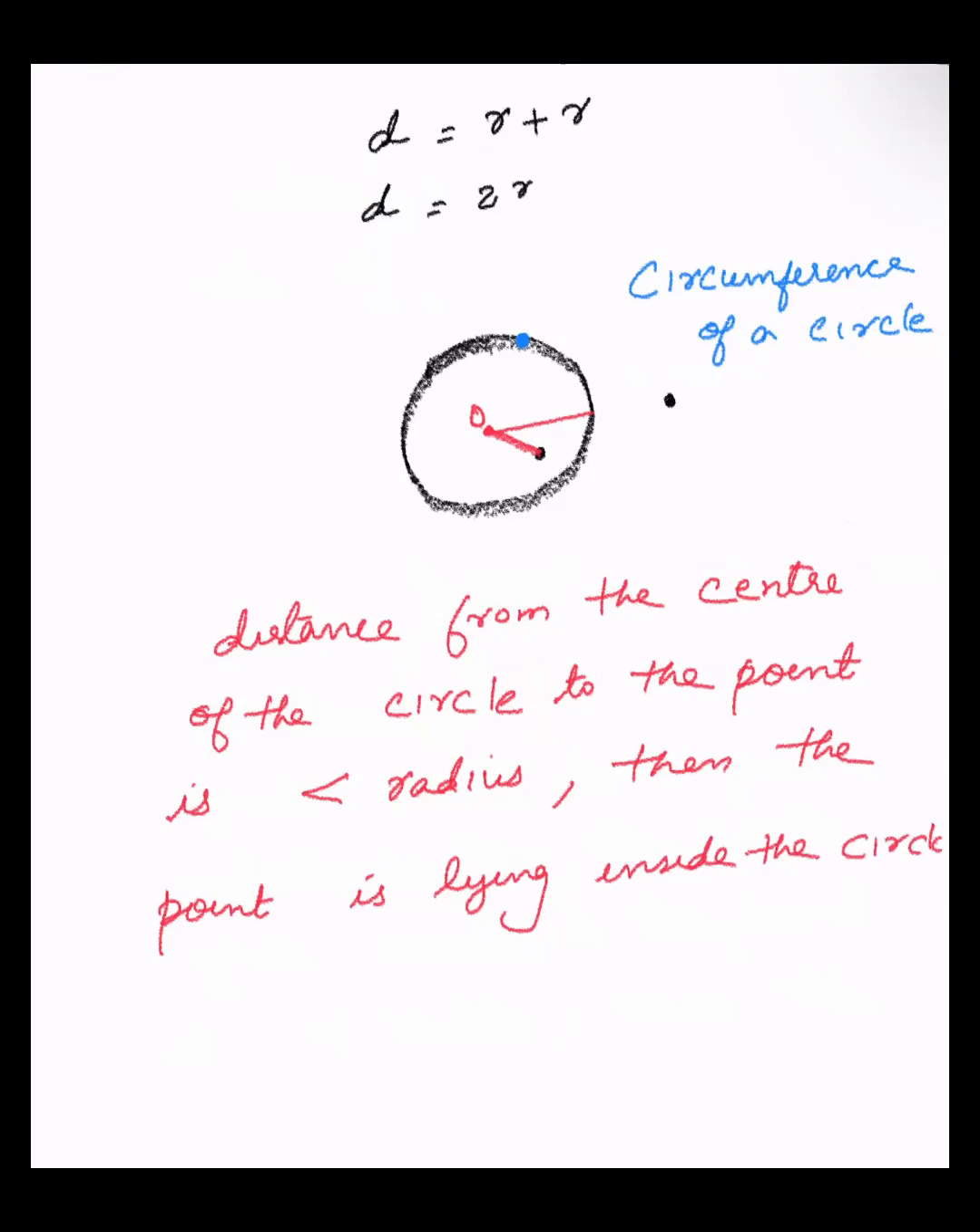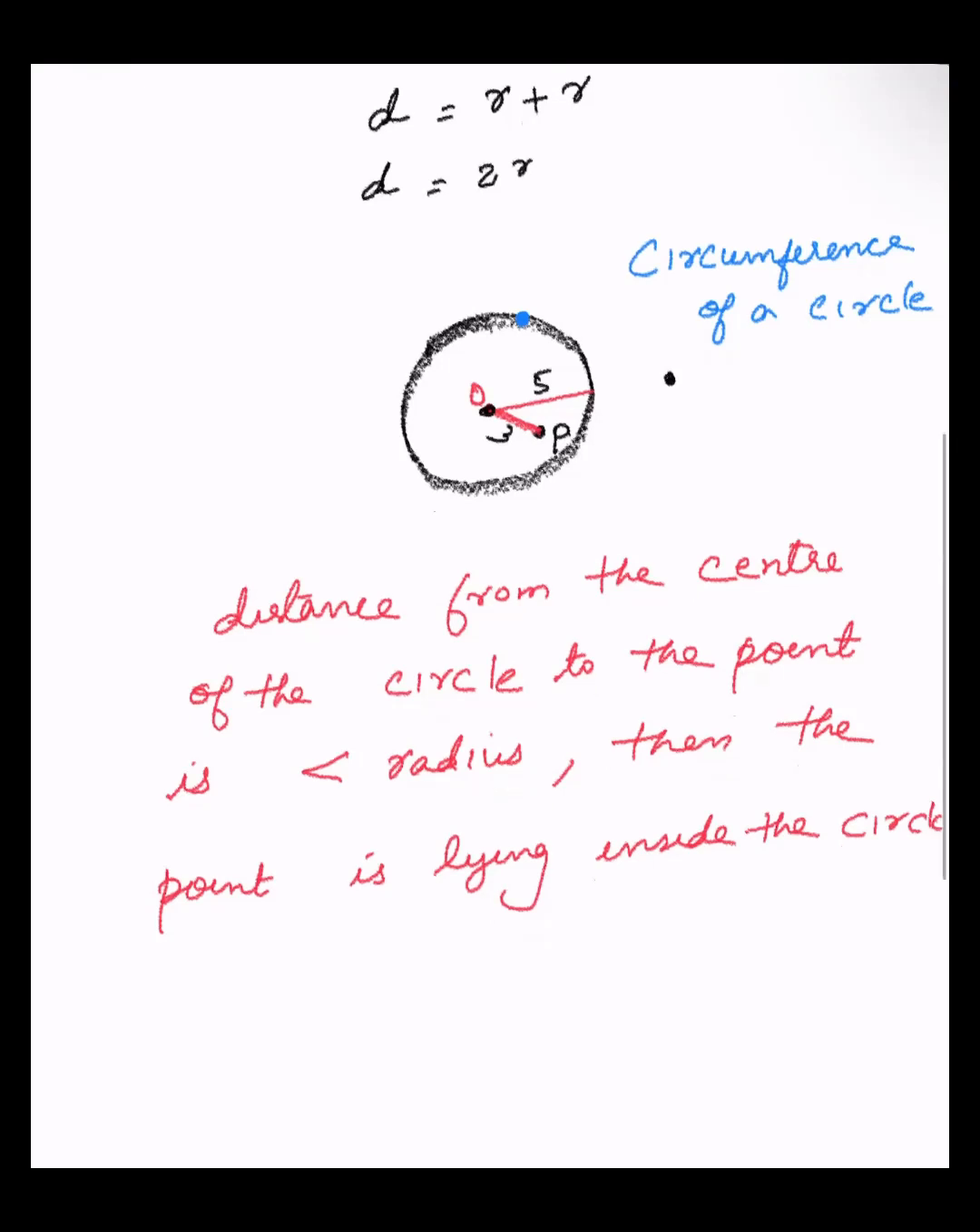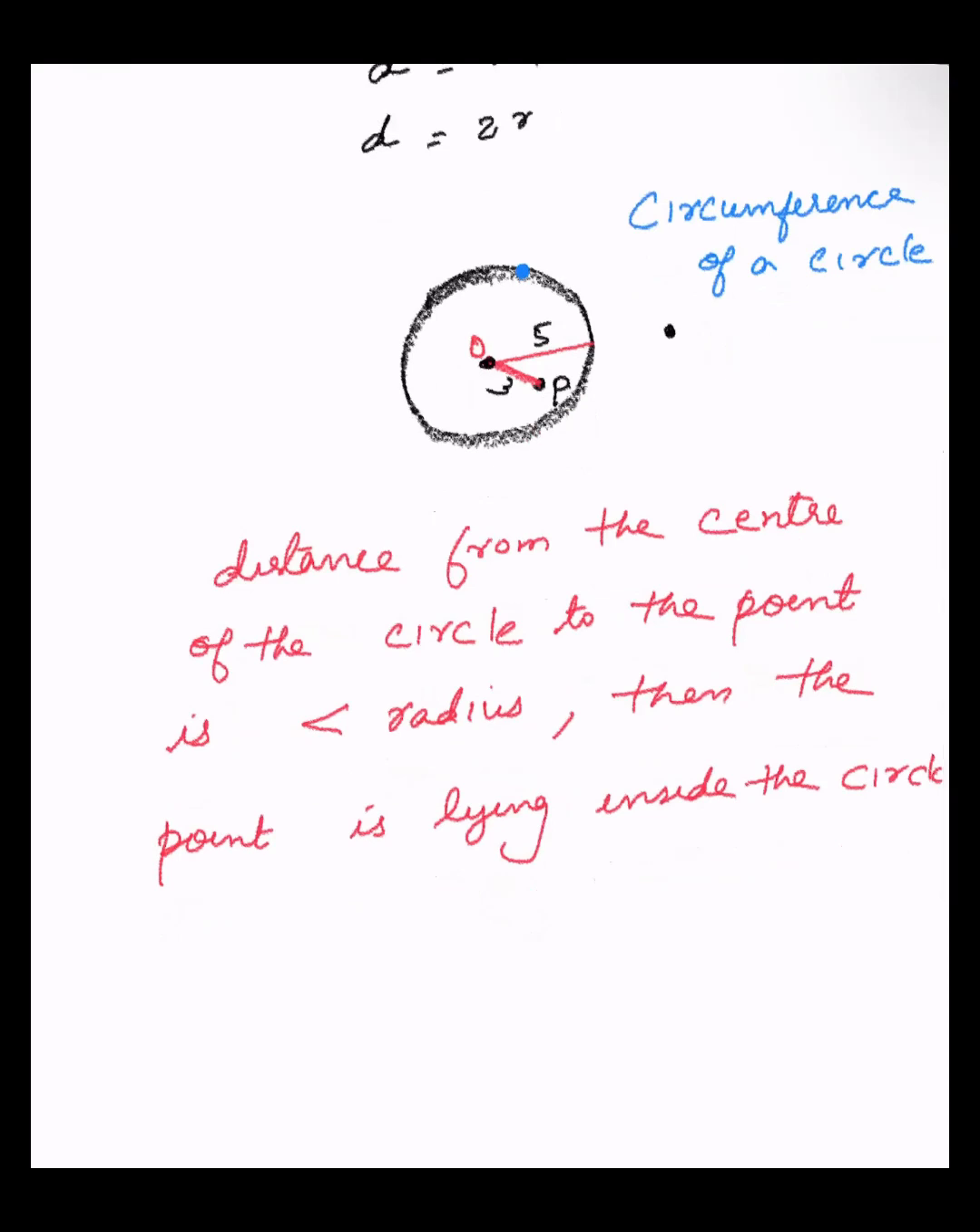If the distance from the center of the circle to the point is smaller than the radius. Radius is, say, this is 5 and this is 3. Okay, 3 is smaller than 5, right? So if the distance is smaller than the radius, that means the point is lying inside the circle. Understood?